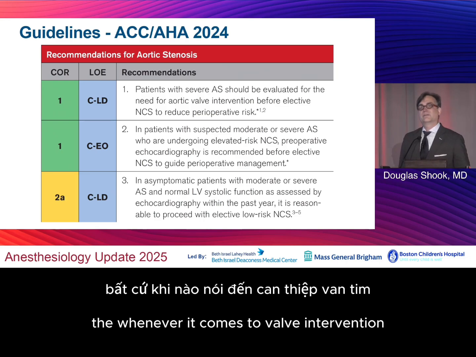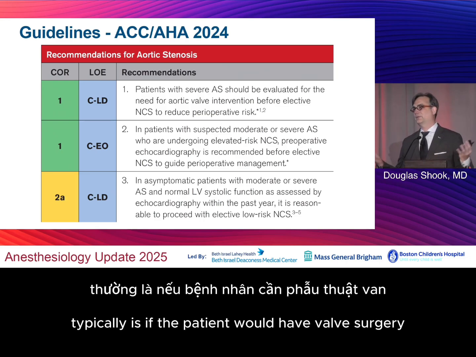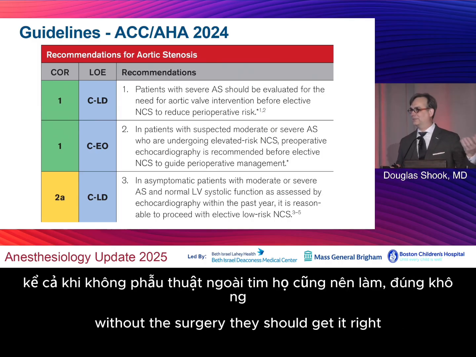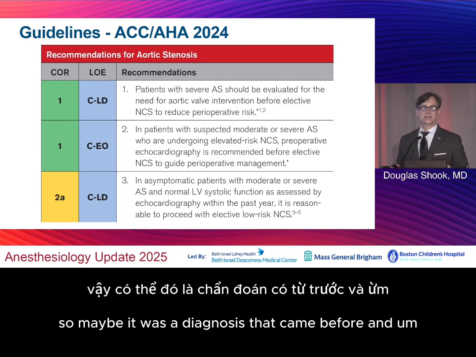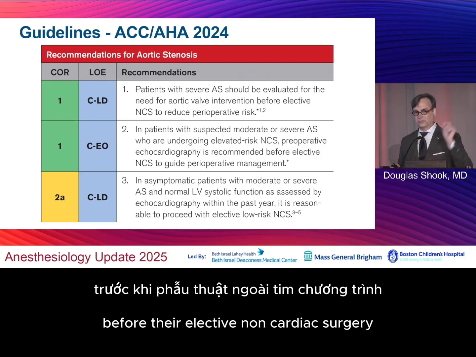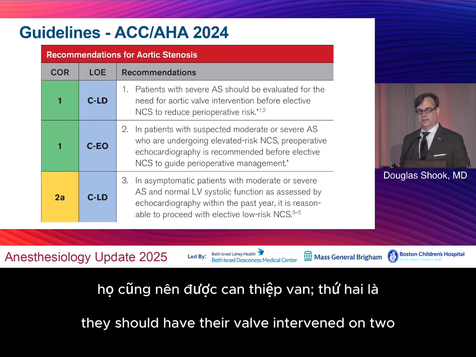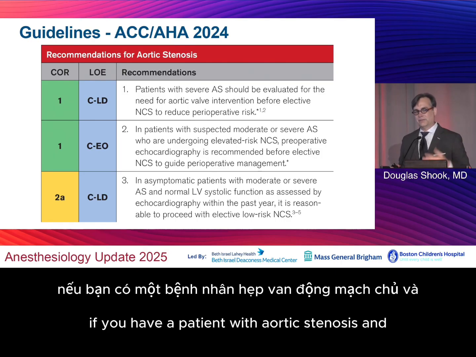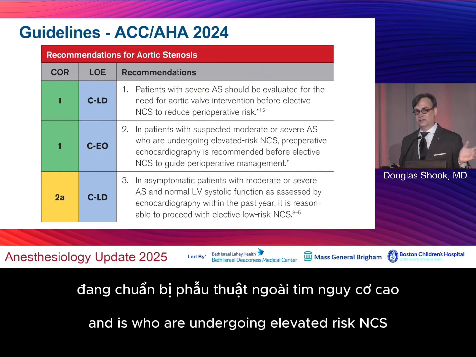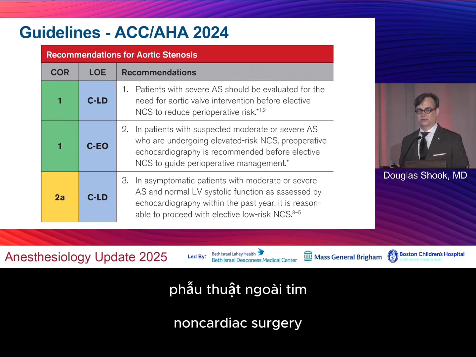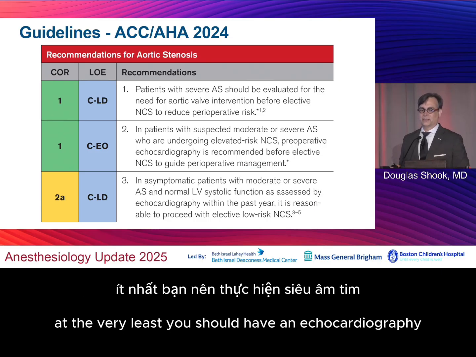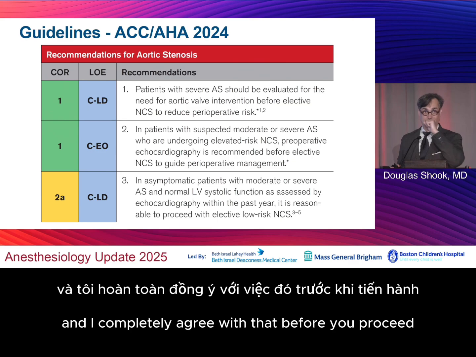And whenever it comes to valve intervention, typically if the patient would have valve surgery without the non-cardiac surgery, they should get it, right? So maybe it was a diagnosis that came before, and before their elective non-cardiac surgery, they should have their valve intervened on. Two, if you have a patient with aortic stenosis undergoing elevated risk NCS, non-cardiac surgery, at the very least you should have an echocardiography, and I completely agree with that, before you proceed.